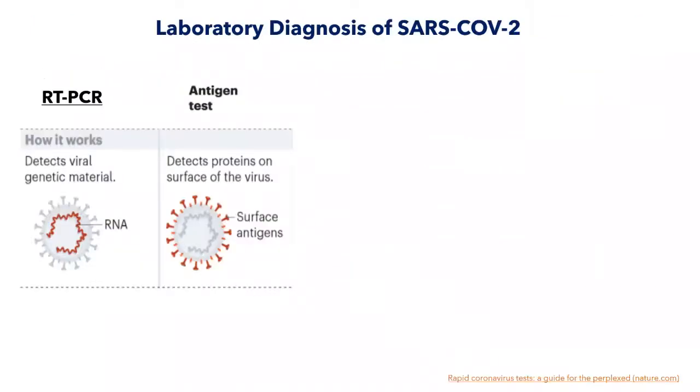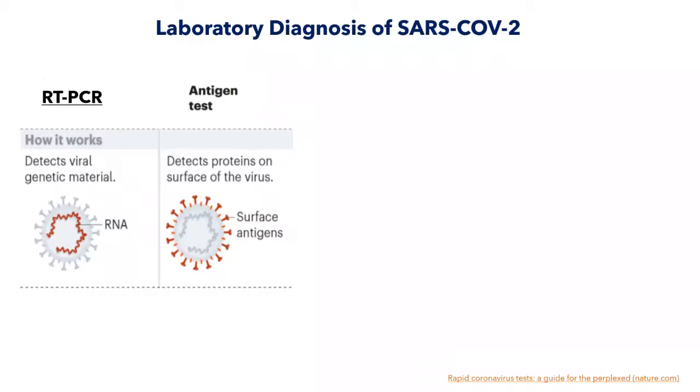Laboratory testing plays a critical role in defining the disease characteristics and epidemiology of an emerging infectious pathogen, such as SARS-CoV-2, and controlling its spread. Currently, there are two types of COVID-19 tests that are designed to detect whether the person is currently infectious: PCR and antigen test. Both work differently.